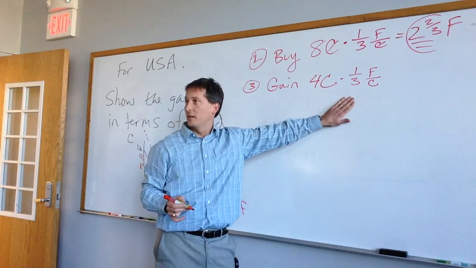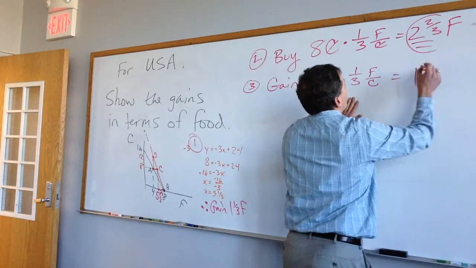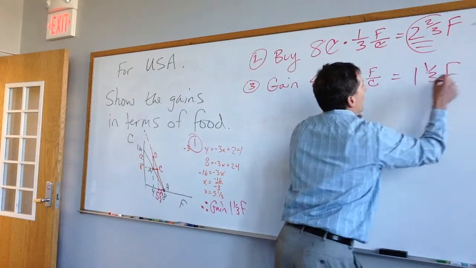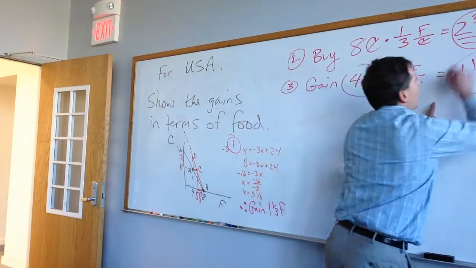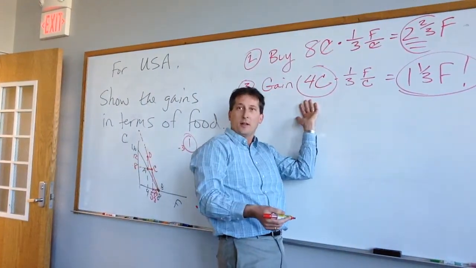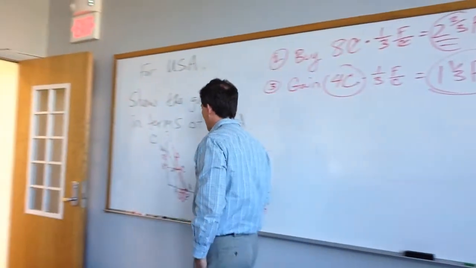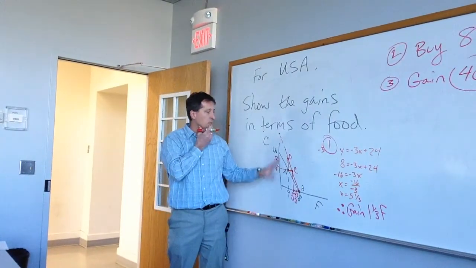What does that equal? 1 1/3. Bingo. Third way to think about it. So the gain is 1 1/3 food or 4 cars. You can think about it either way. I put the gain in terms of food, I put the gain in terms of cars. So that's 3 different approaches to thinking about how we made ourselves better off in terms of one good or the other.